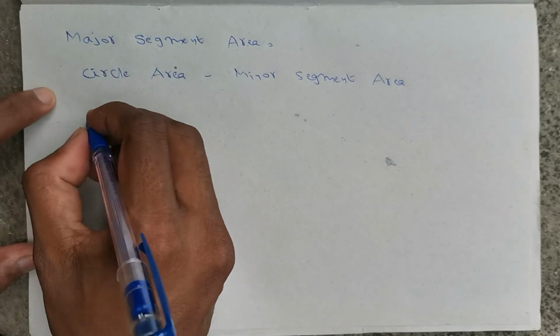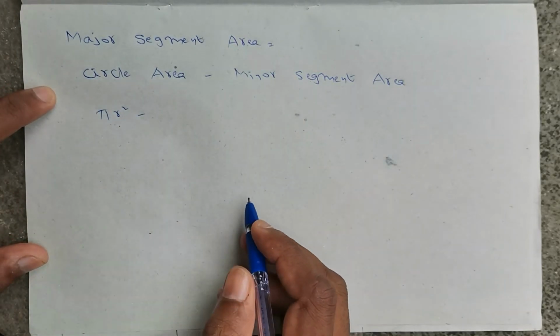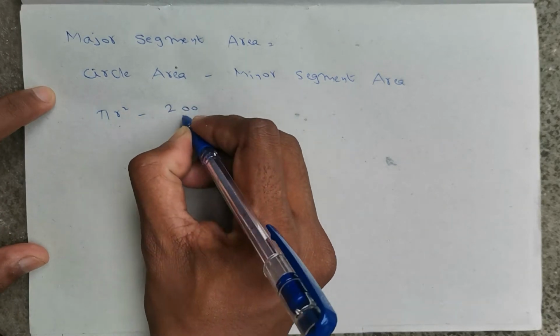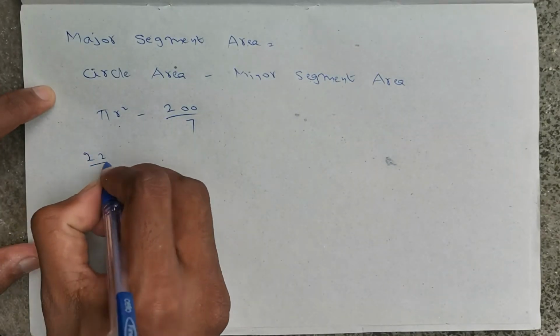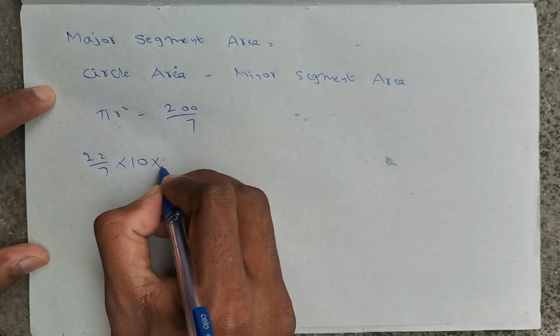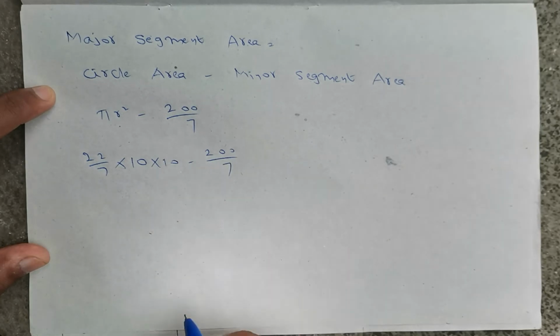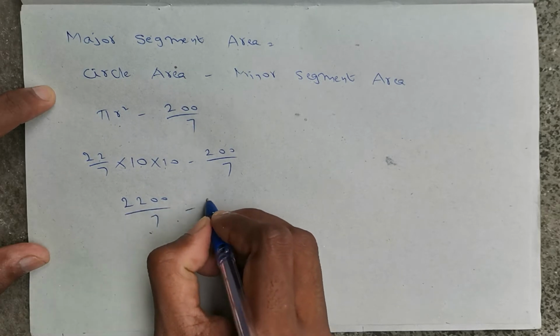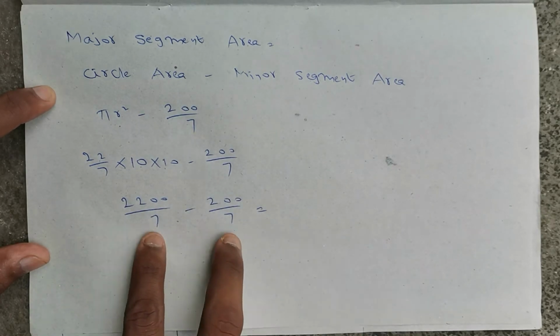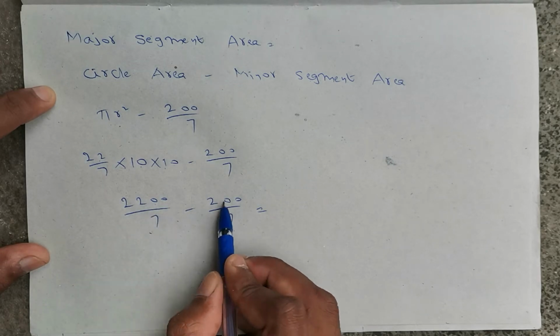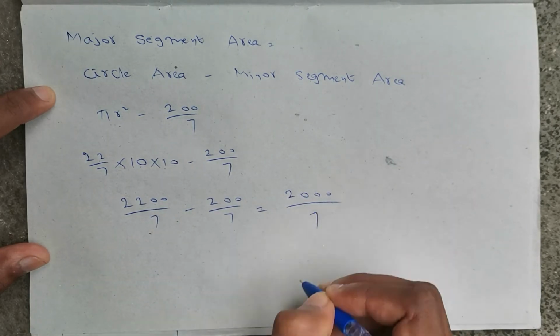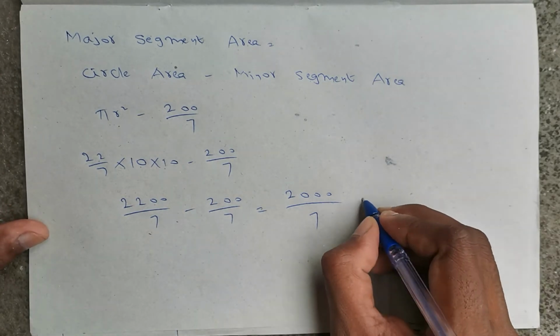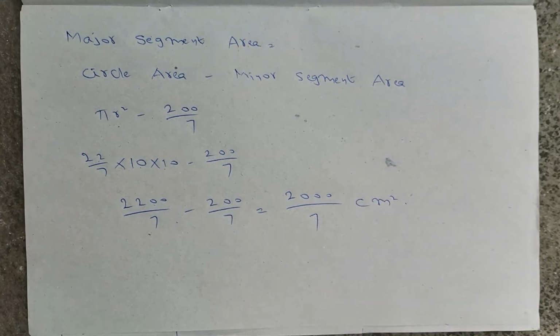Okay, we know the circle area formula, that is pi r square, minus minor segment area we got as 200 divided by 7. Here the pi value is 22 by 7 into radius given as 10 centimeters into 10 centimeters minus 200 divided by 7. 22 into 100, 2200 by 7 minus 200 by 7. Both the denominators are the same, so we can subtract the numerators. 2200 minus 200, 2000 divided by 7. We are finding the area, so it will be centimeter square. So the major segment area is 2000 divided by 7.